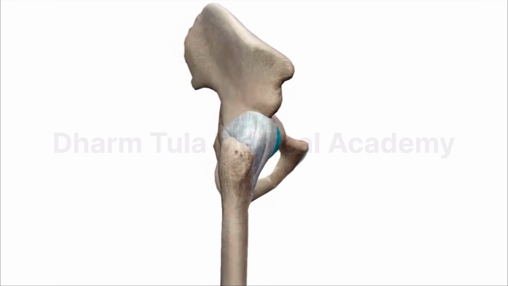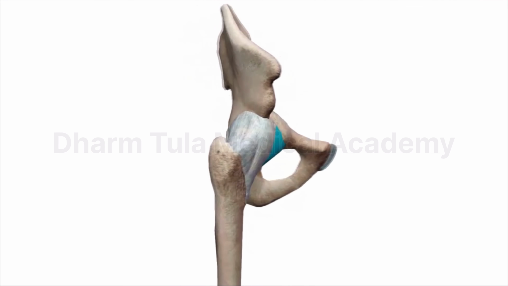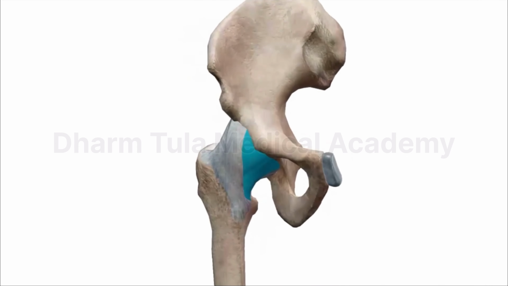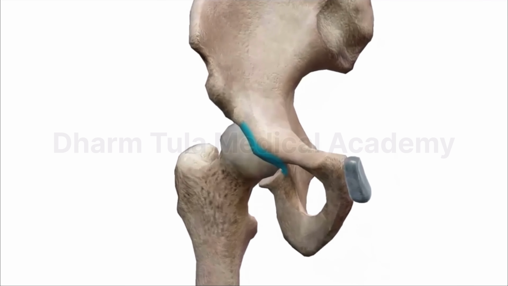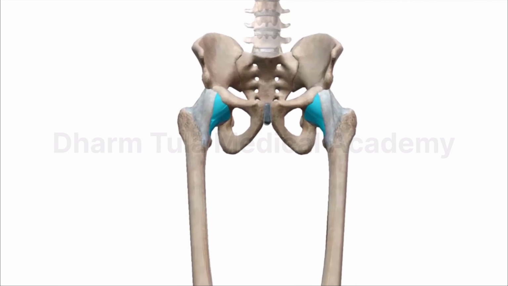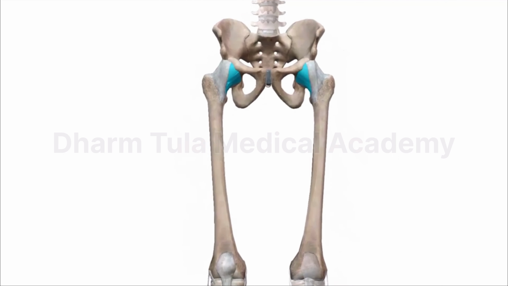The pubofemoral ligament supports the joint capsule inferiorly and anteriorly and combines with the iliofemoral ligament medially. It originates at the superior ramus of the pubis and attaches to the intertrochanteric line of the femur. It limits excessive abduction of the FA joint.